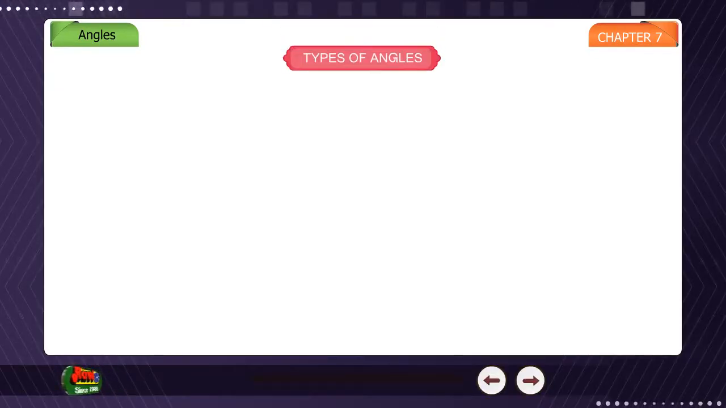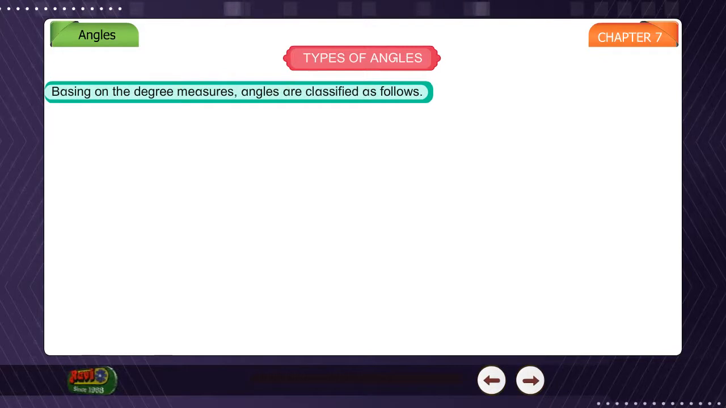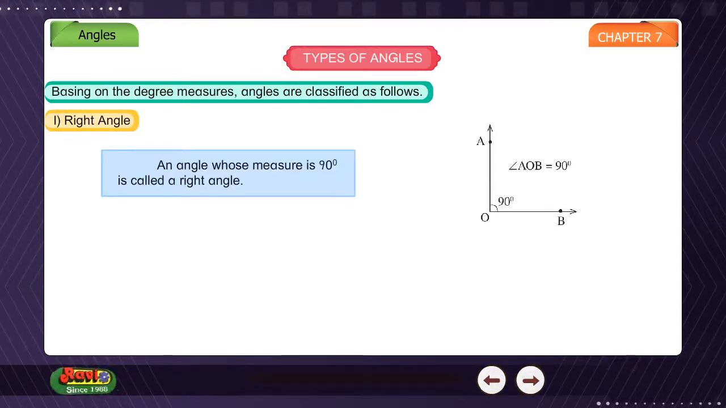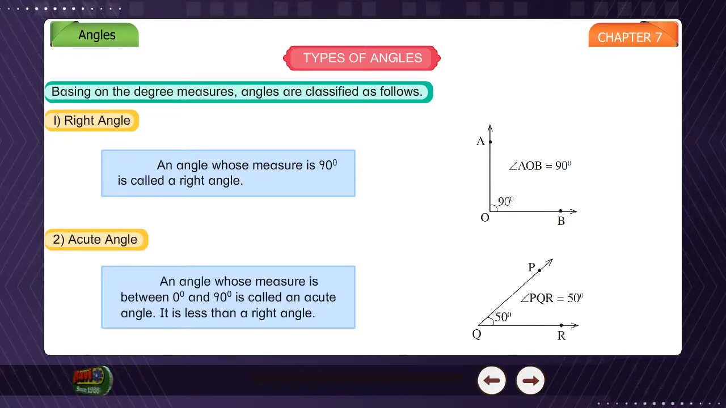Types of angles. Basing on the degree measures, angles are classified as follows. 1. Right angle. An angle whose measure is 90° is called a right angle. 2. Acute angle. An angle whose measure is between 0° and 90° is called an acute angle. It is less than a right angle.